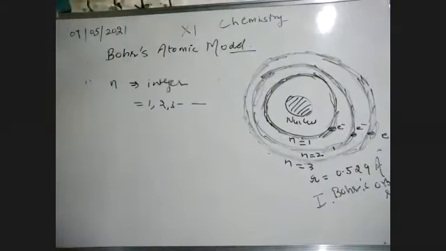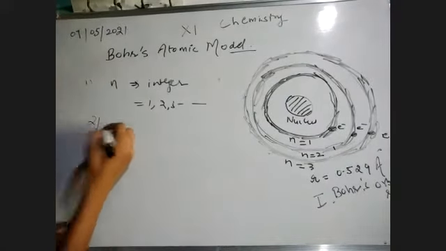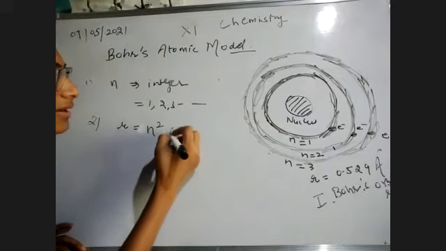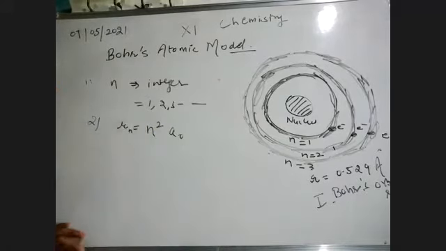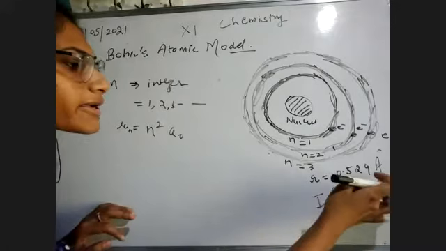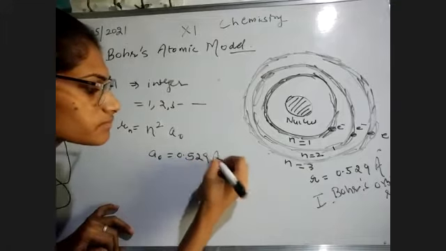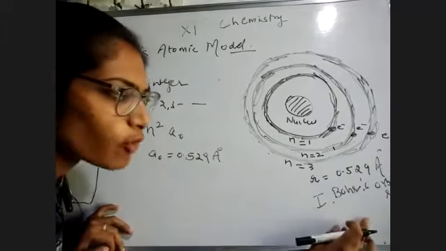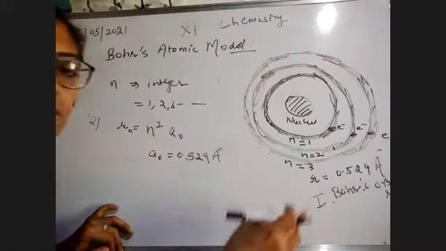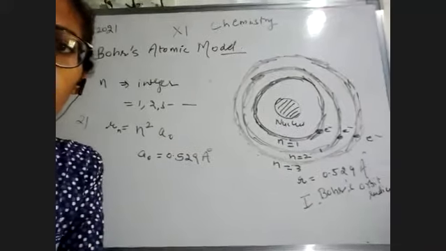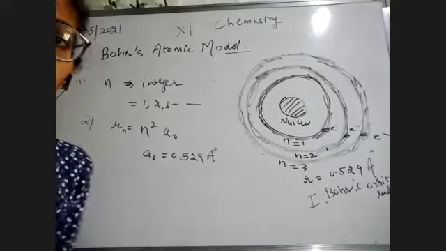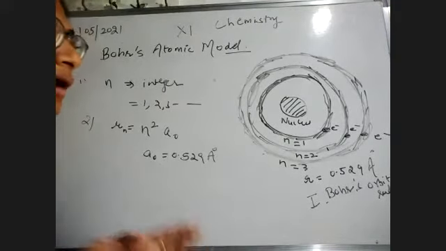Now, in the same order, he explained that these orbits have some radius, so the radius concept was given as r equals n square a naught. If I talk about the first one, I have already told you that a naught equals 0.529 angstrom, which is known as the Bohr's orbit radius, or first Bohr's orbit radius. Why did I call it the Bohr's first orbit radius? I hope now you have got that.